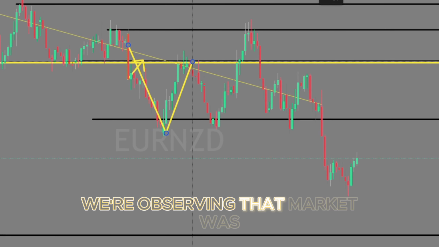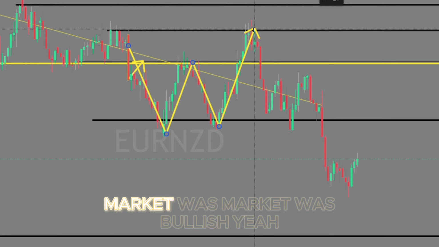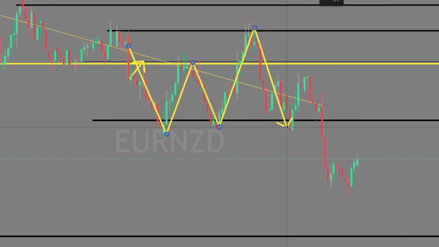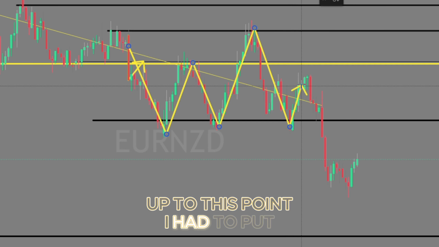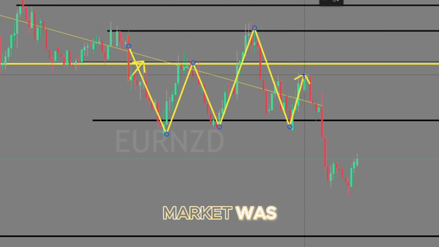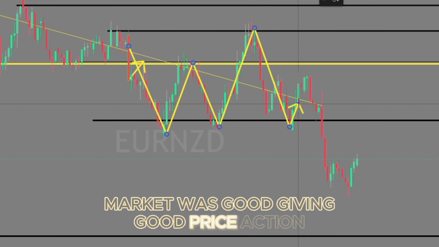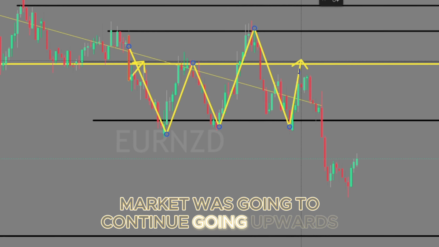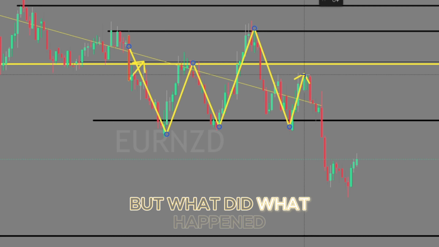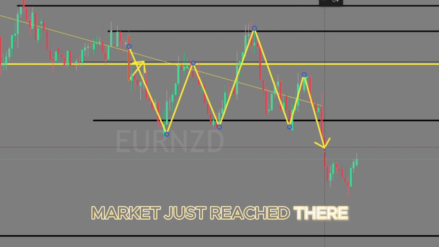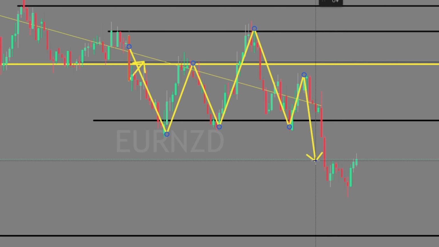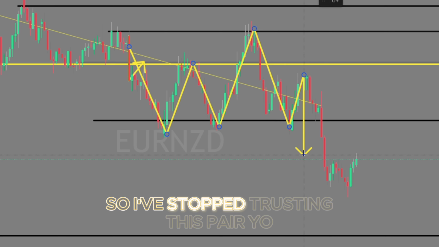What do we see? We're observing that the market was bullish. Up to this point the market was good, giving good price action. So I anticipated that the market was going to continue going upwards, but what happened? The market just reached there, then it crashed. So I've stopped trusting this pair.